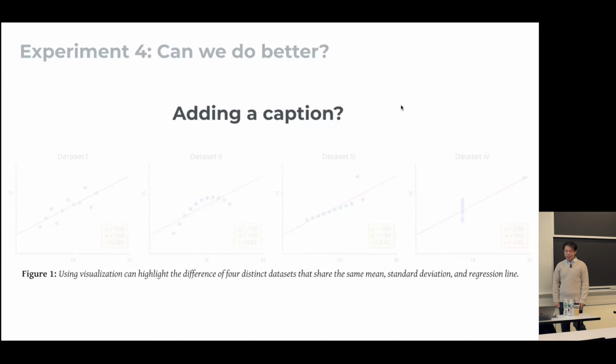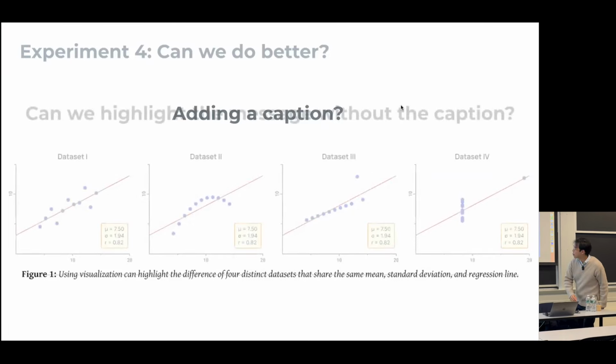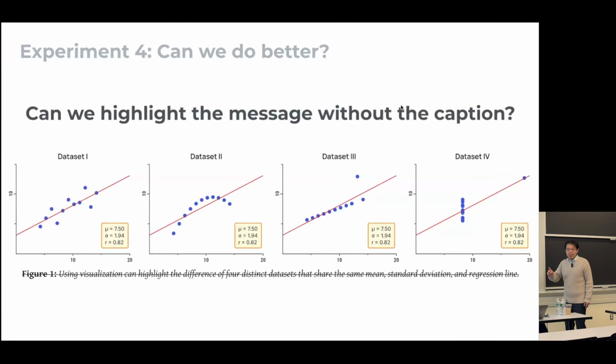We just add a figure caption, right? Saying that, hey, visualization can highlight the differences of these four distinctive data sets that share the same mean, standard deviation, and regression line, right? So then people look at the figure and say, oh yeah, that's right. But I claim this is the least option you want to turn to.